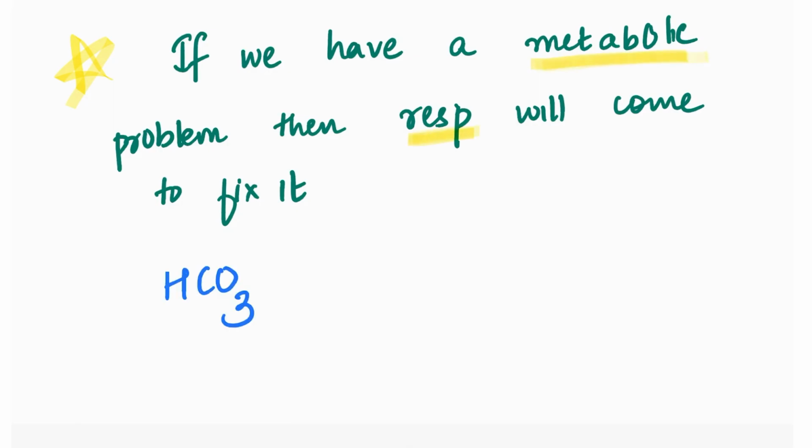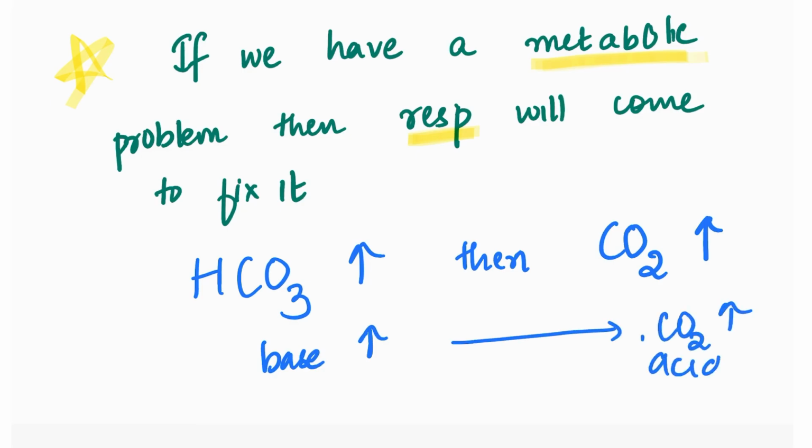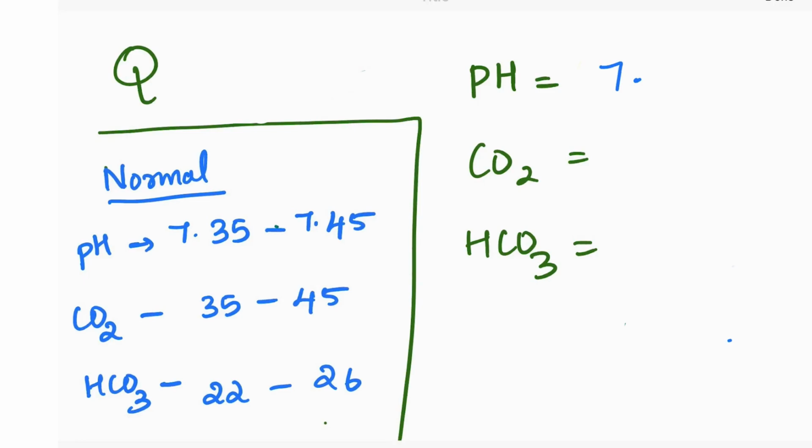For example, if there is high bicarb, then the carbon dioxide, that is the respiratory component, will increase itself to increase the acids in the body because the base is so high. So to compensate, it tries to increase.